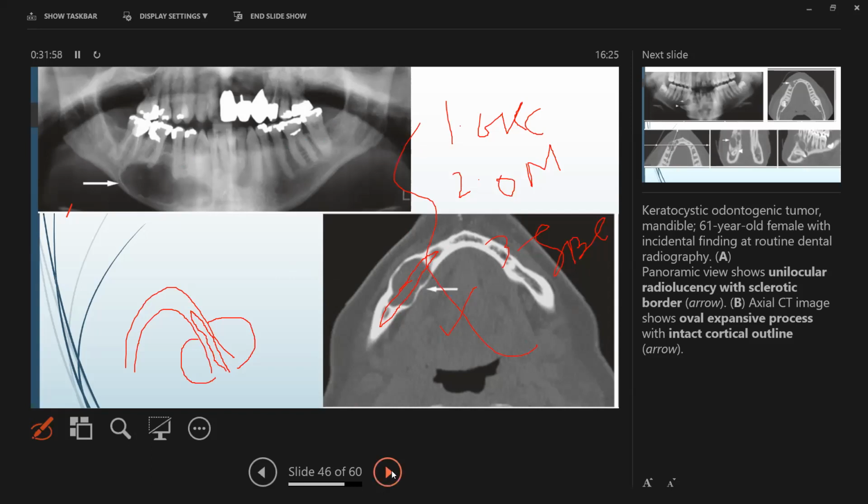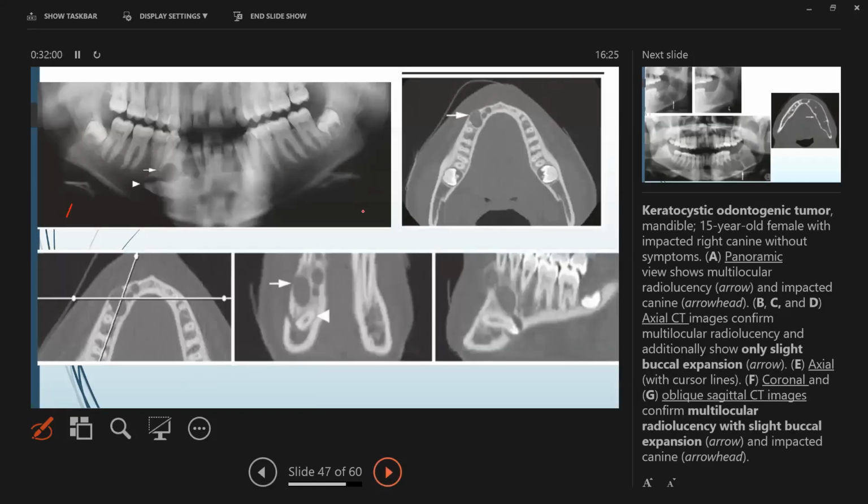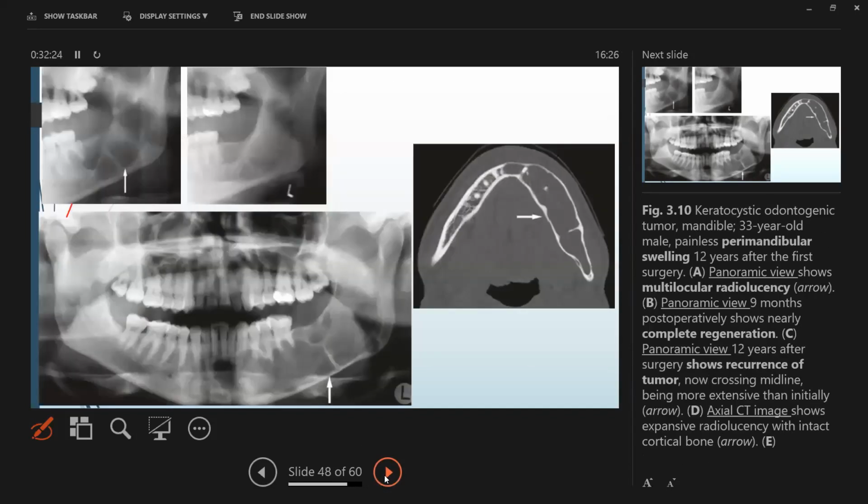And here you can see how the lesion is associated with an impacted canine. It's a 15-year-old female. And here you can see the multilocularity of the lesion. You can see there are multiple lesions over here. And here you can figure out the impacted canine. And you can see the scalloping border. As I said, the scalloping is a favorite characteristic of this cystic lesion.